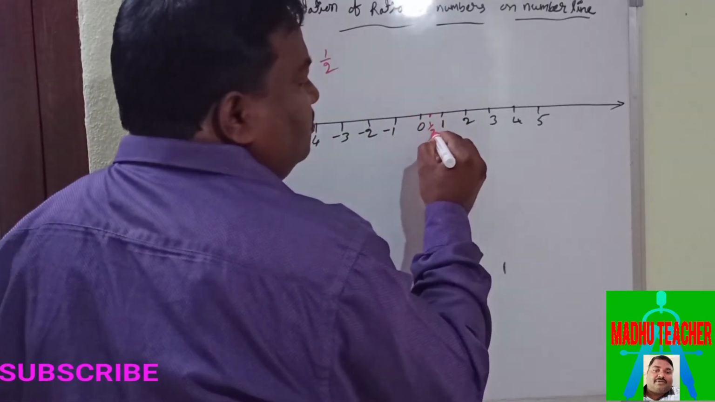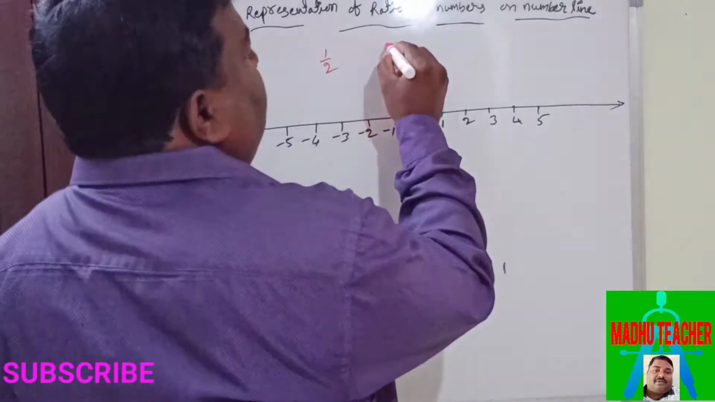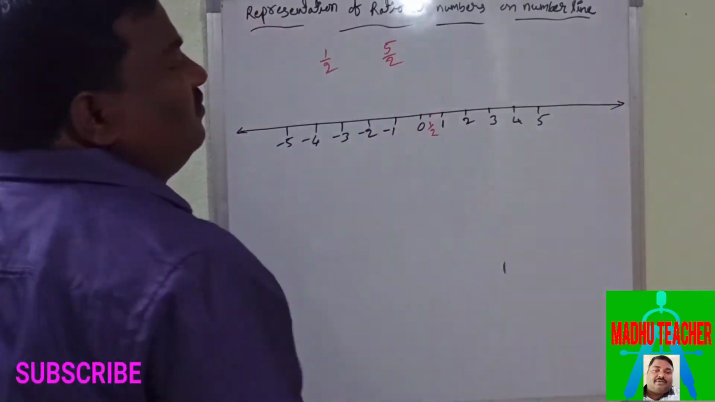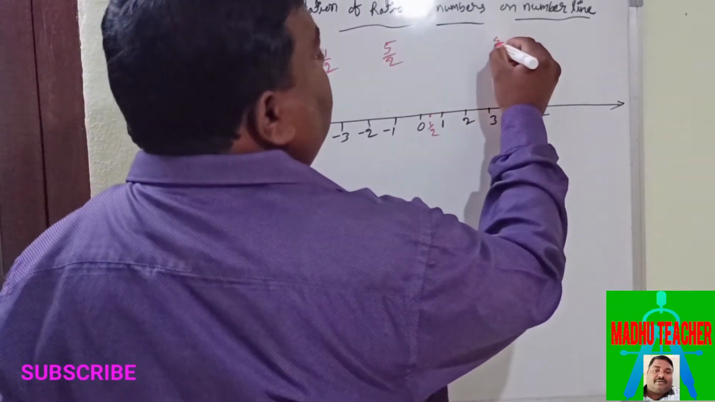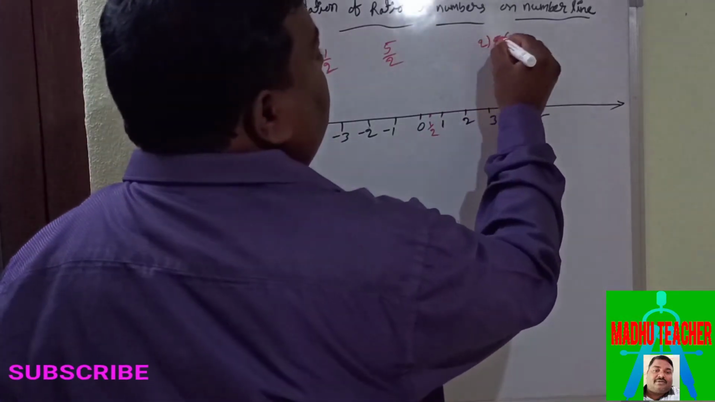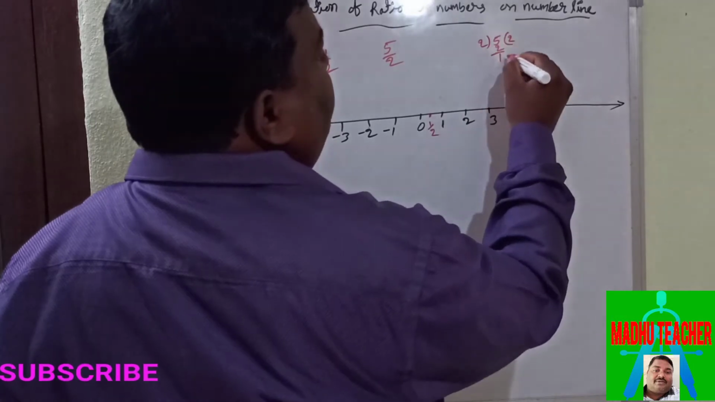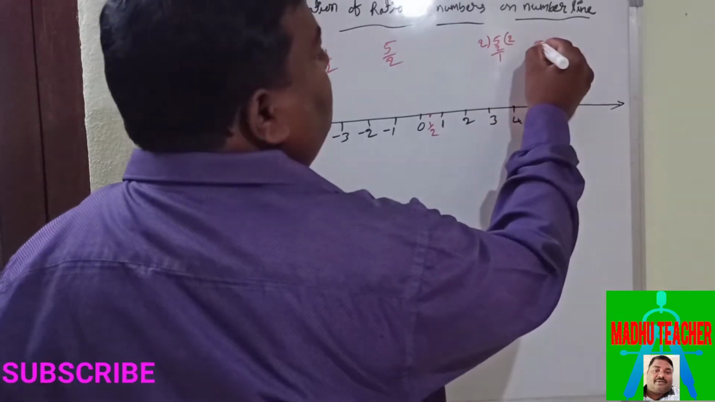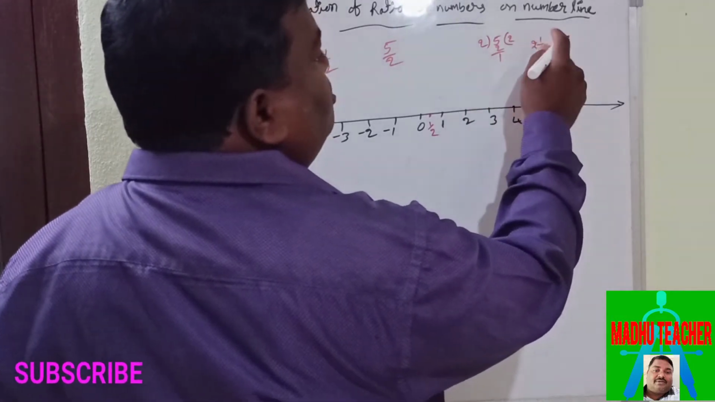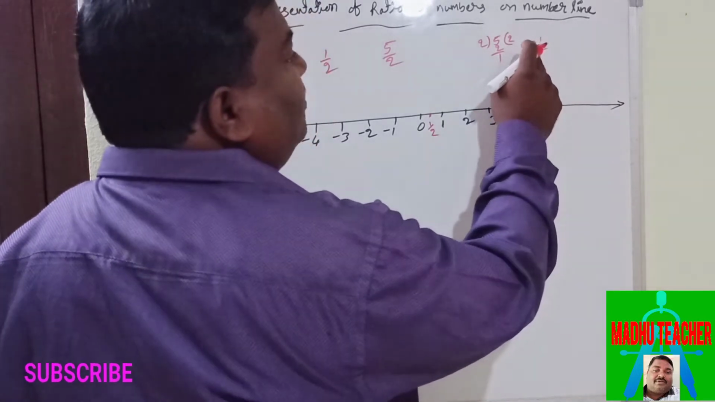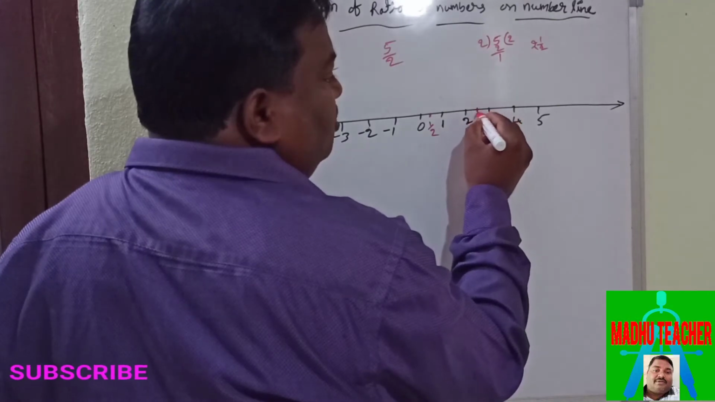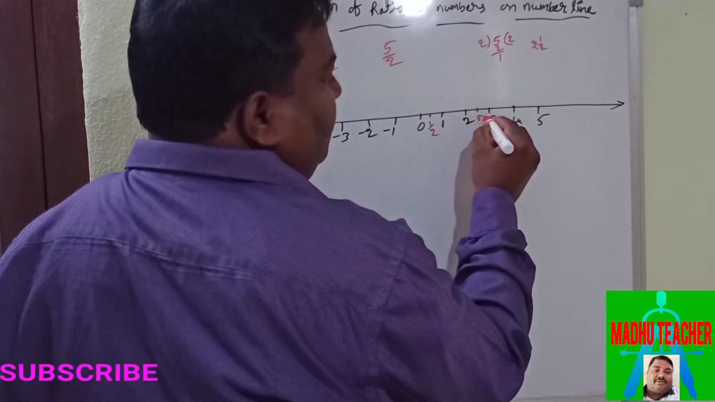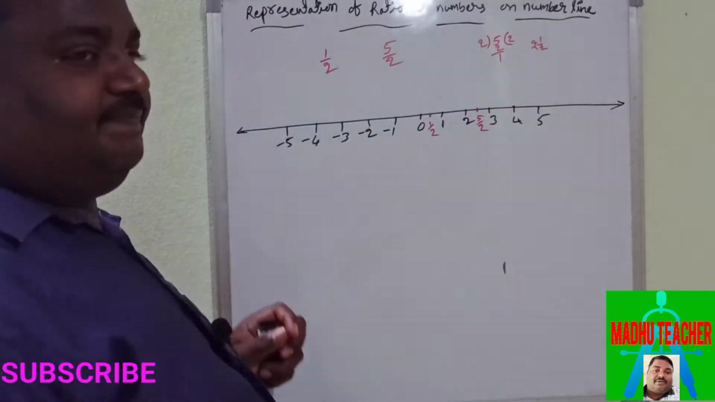So that is 1 by 2. Suppose 5 by 2. Where should 5 by 2 be? 5 by 2 means, 2 2s are 4, that is 1 remainder. That means 2 1 by 2, that means 2 and half. 2 and half should lie between 2 and 3. In between 2 and 3, that is 5 by 2, like this.